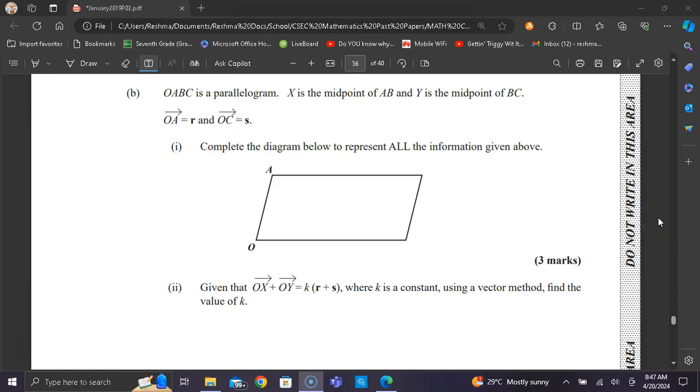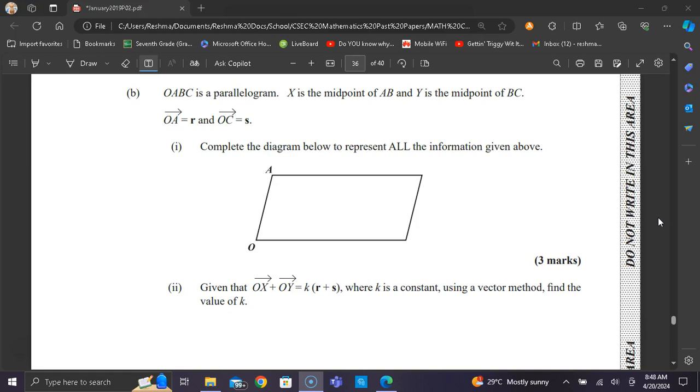Guys, so let's finish up question 10 from January 2019, paper 2. So we're on part B. OABC is a parallelogram. X is the midpoint of AB and Y is the midpoint of BC. OA is equal to R and OC is equal to S. So part 1, for 3 marks: complete the diagram below to represent all the information given above.